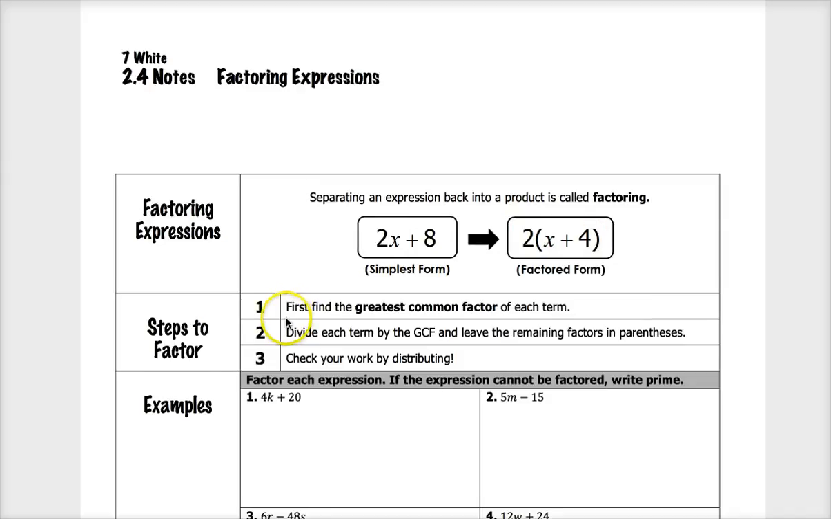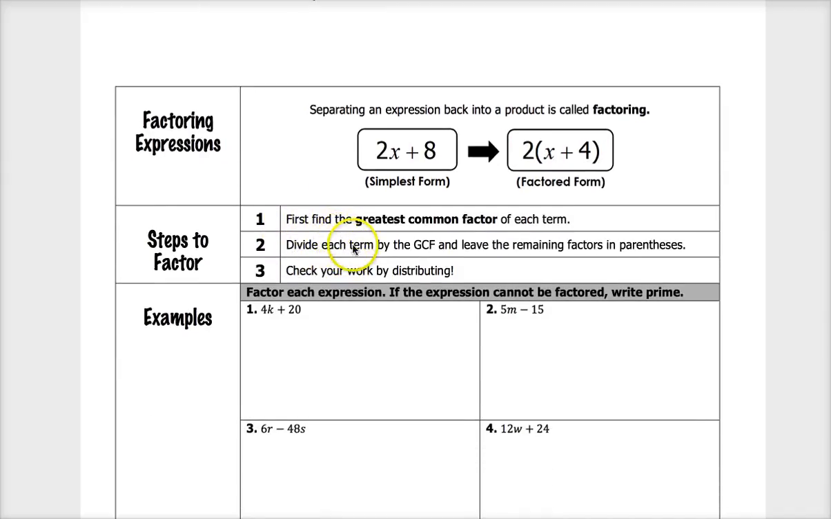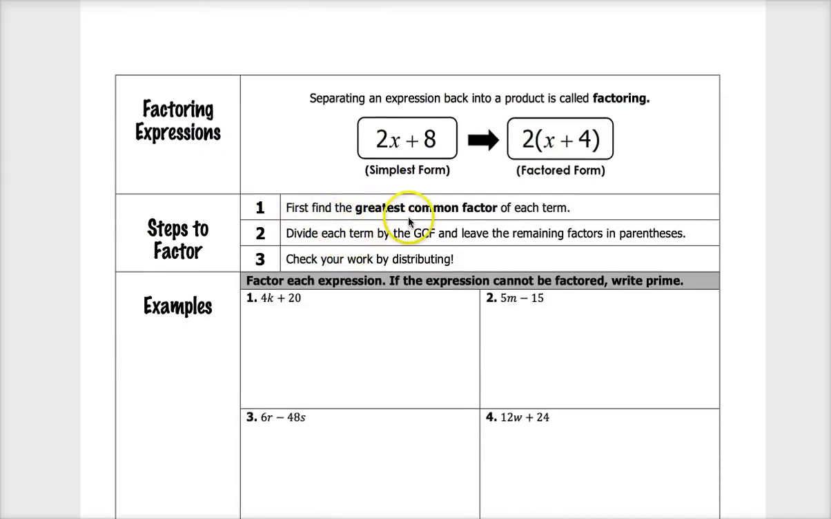And we're going to do that with the following steps. The first step is we're going to find the greatest common factor of each term. For this example here, our terms are 2x and 8. Well, if you look at the coefficients 2 and 8, the greatest common factor of 2 and 8 is 2. It's the largest number that goes into both 2 and 8 equally. So if we divide each term by the GCF, 2 divided by 2 is a 1, so you get a 1x, and 8 divided by 2 is 4, so you get a 4. That's how you determine what goes in parentheses.